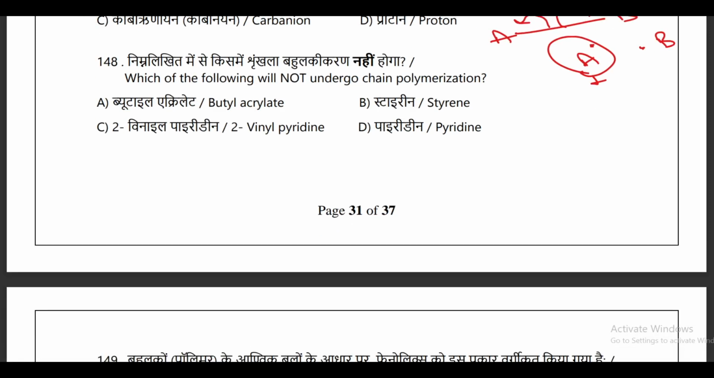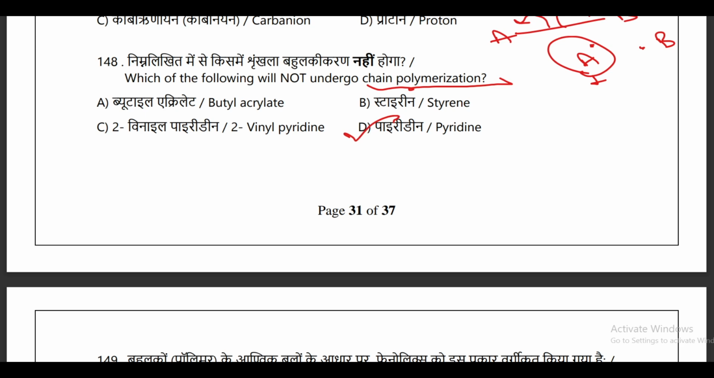In the next question, which of the following will not undergo chain polymerization? The four options they are providing are butyl acrylate, styrene, 2-vinyl pyridine, and pyridine only. Out of four options, option D, which is pyridine, is your correct answer. Pyridine will not undergo chain polymerization.